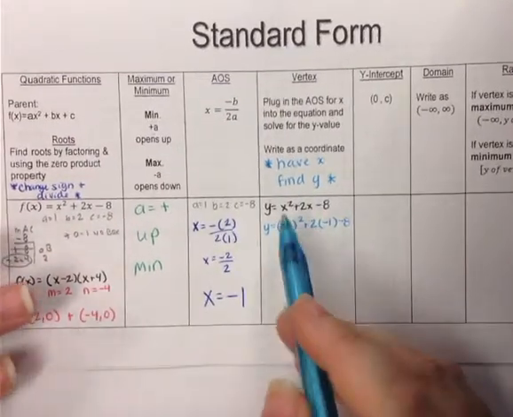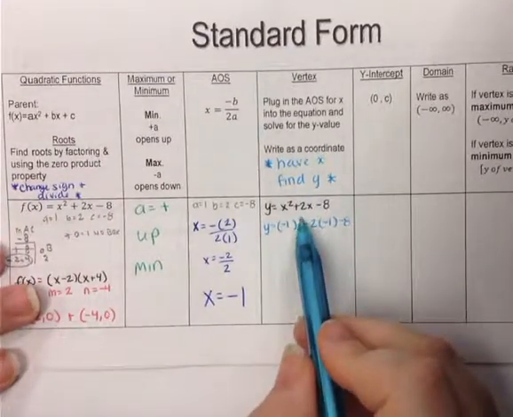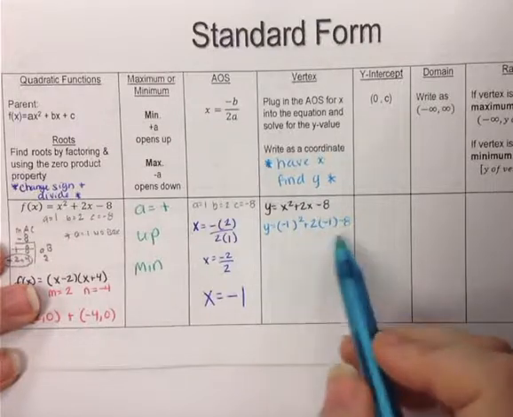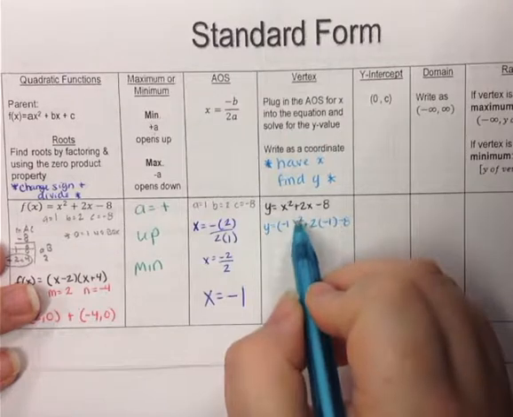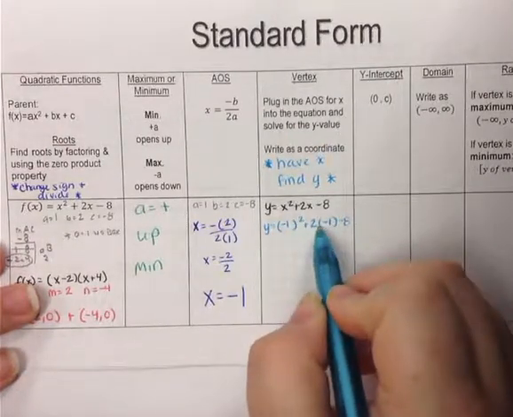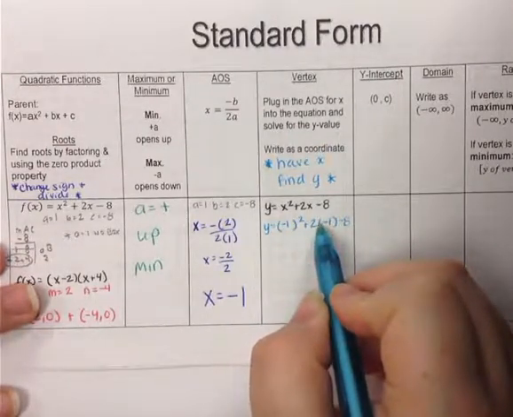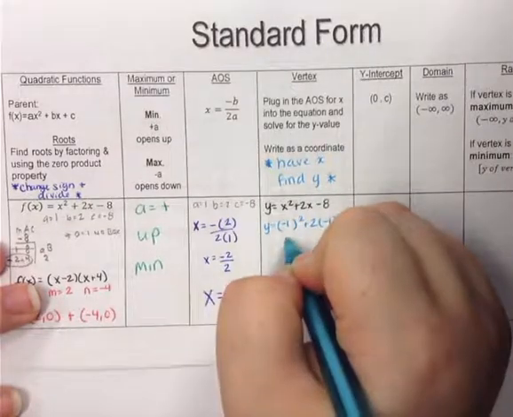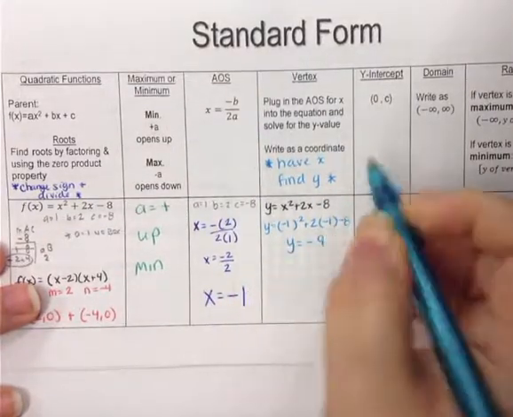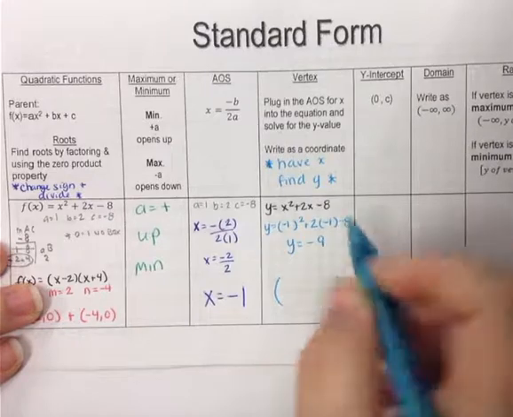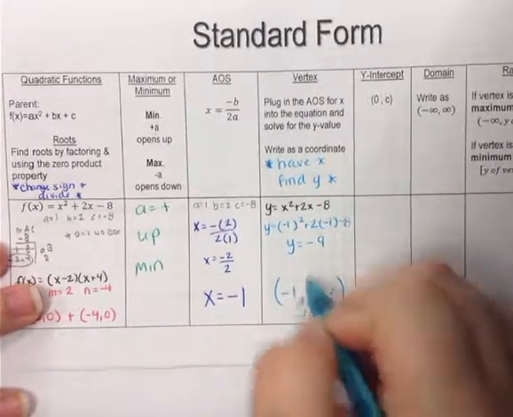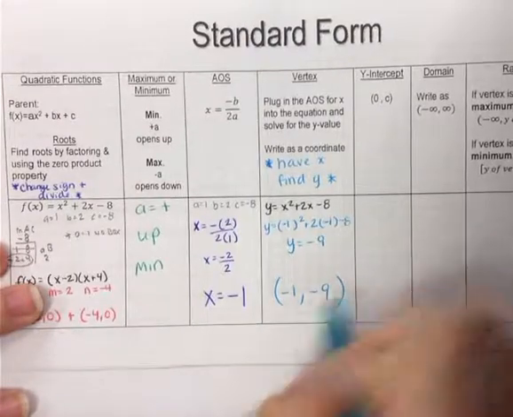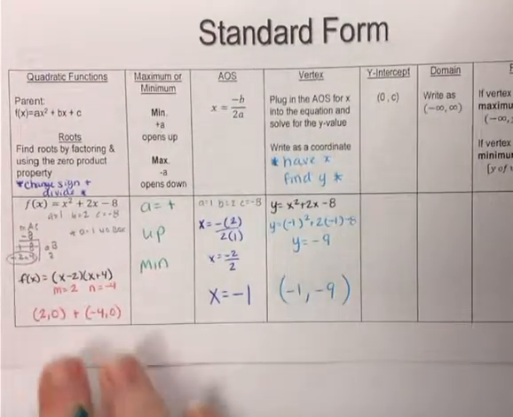Negative 1 squared is a positive 1, and then we have 2 times negative 1, which is negative 2. So now what we have is 1 minus 2, which is negative 1, minus 8 is negative 9. So our y value is actually equal to negative 9. So our vertex, the x that we plugged in, our input was negative 1, and the output was negative 9. So our vertex is (-1, -9).